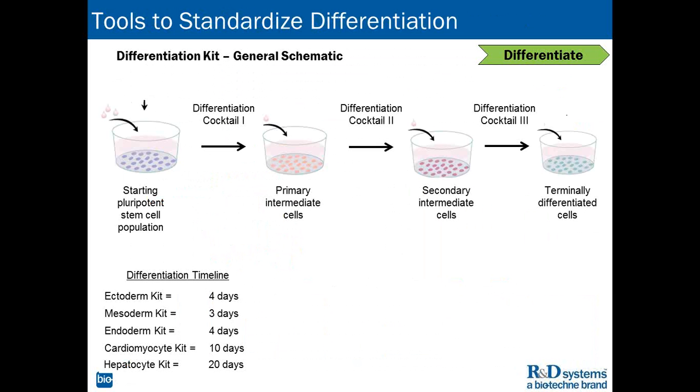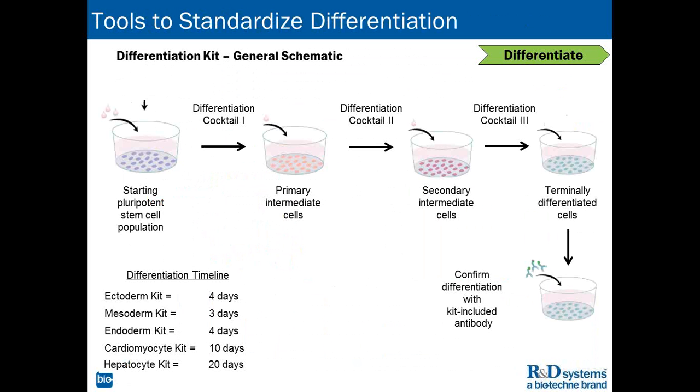So this graphic here gives you an idea of what the majority of our differentiation kits are, how they're structured. And they're all monolayer based. Basically they're going to come with basal media supplements and cocktails that you mix and match for different stages to be able to guide your stem cells through the proper developmental stages to reach the terminally differentiated cells characteristic of that kit. And the timeline will depend on what cell type that you're interested in. You can see in the bottom left-hand corner that gives you an idea.